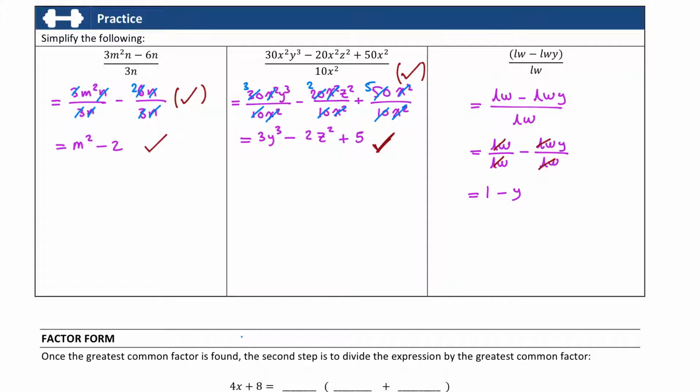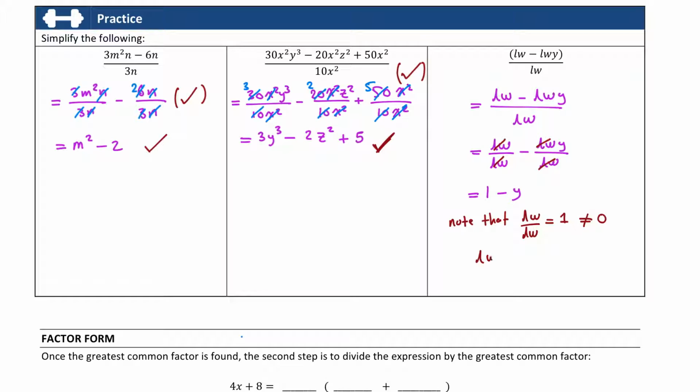Now, the most common mistake when it comes to a question like this is once students see this, LW over LW, many of them say, well, they're canceling out, so there should be nothing here. So they just leave their final answer as negative Y. So note that LW over LW is equal to 1, because any number divided by itself is equal to 1. And it does not equal to 0.